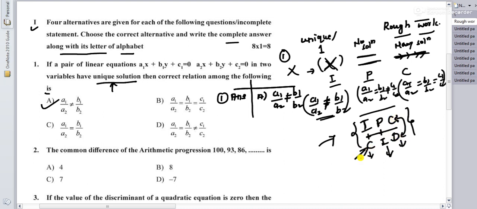Okay, and this is about the type of equation. We call the type of equation either consistent, inconsistent or dependent. That also you can identify based on the type of line. So this type of problem also we have, we'll see that also. Remember just this trick, IPC, and below that CID. Okay, now let us see the second question.